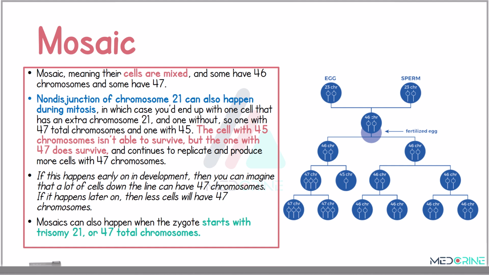Finally, about 1% of the patients with Down syndrome are mosaic, meaning their cells are mixed. Some cells have 46 chromosomes and some have 47 chromosomes. However, how does this happen? Let's think of what happens after conception.